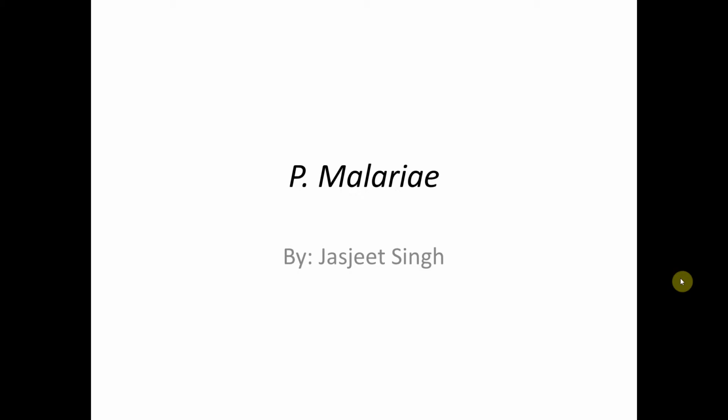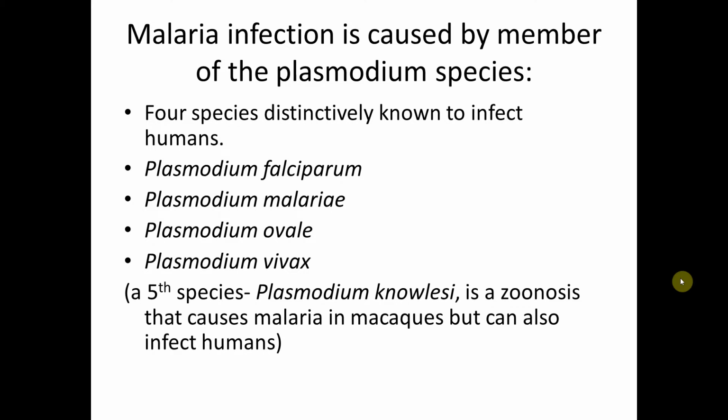Hi, everybody. Today I will be discussing malaria and the infectious agent that causes it. There are four main species of this parasitic unicellular organism belonging to the genus Plasmodium that are known to infect humans. I will particularly be discussing Plasmodium malariae.